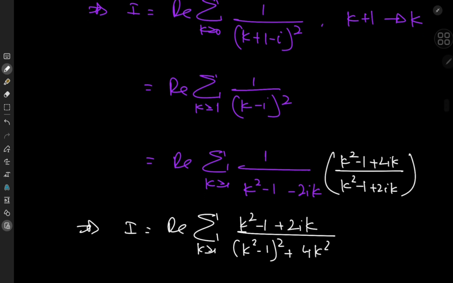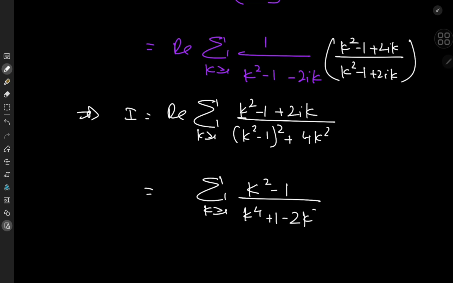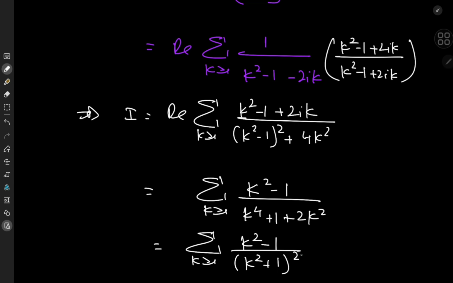Okay, cool. And we can still work a bit with the denominator here. We have a real part, sum over k. Wait, the real part is just going to be with the k^2 - 1 in the numerator. And in the denominator, we have k^4 + 1 - 2k^2 + 4k^2. And that, of course, gives me plus 2k^2, which means I finally can write the sum over k of (k^2 - 1) divided by (k^2 + 1) all squared.